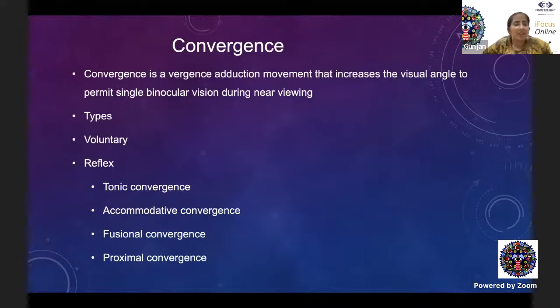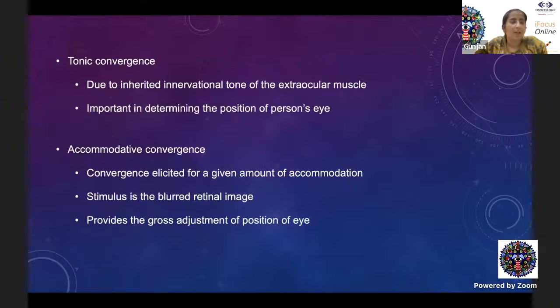Now coming to the next part of the lecture, that is convergence. Convergence is a vergence adduction movement that increases the visual angle to permit single binocular vision during viewing. There are two types: it could be voluntary or it could be reflex. Again, reflex convergence can be tonic, accommodative, fusional, or proximal. So what is tonic convergence? Tonic convergence is because of the inherited innervational tone of the extraocular muscles and is important in determining the position of a person's eye.